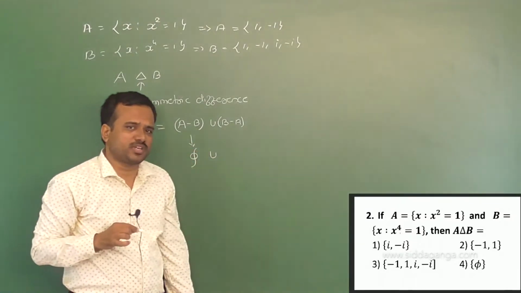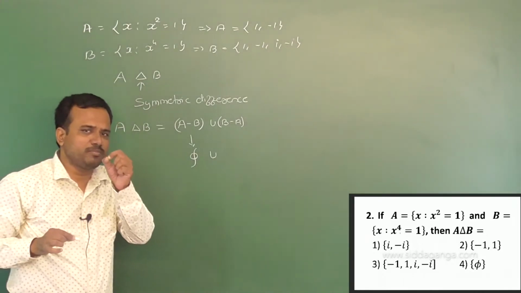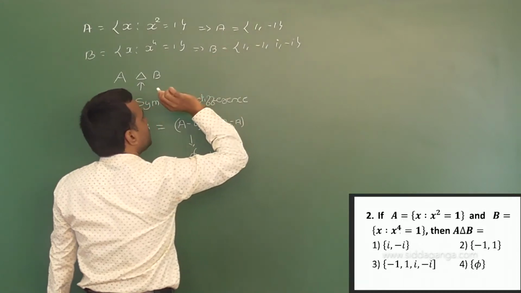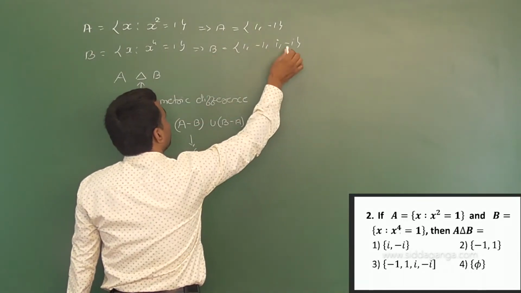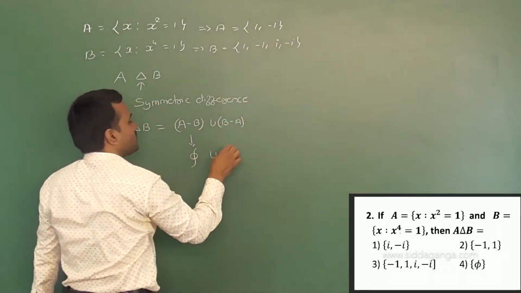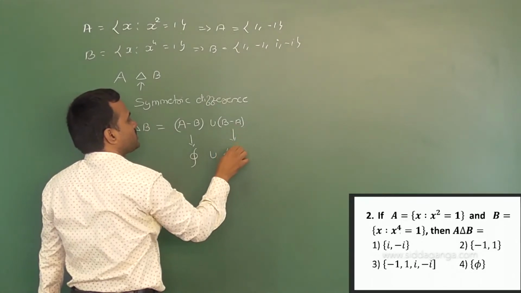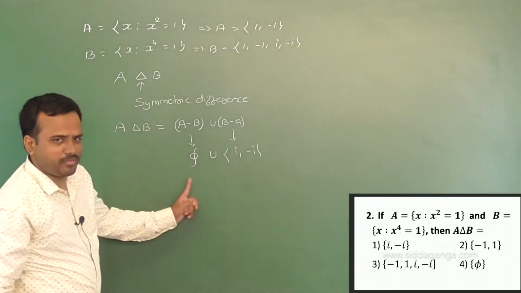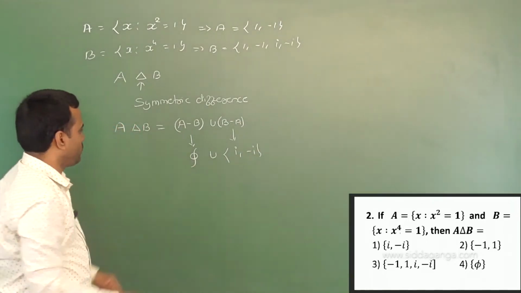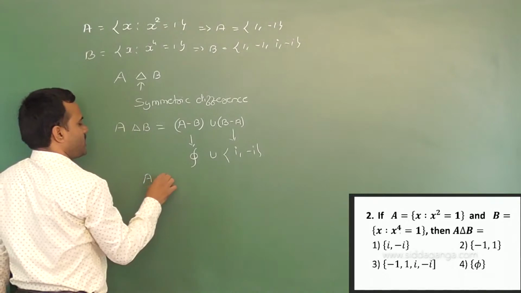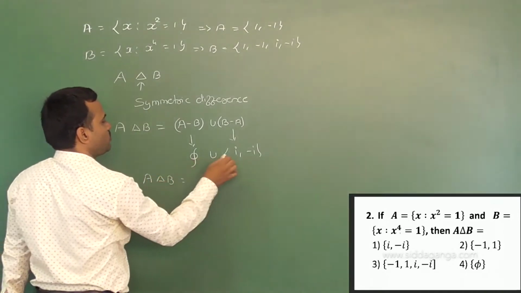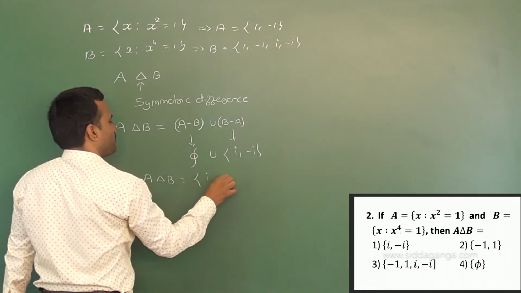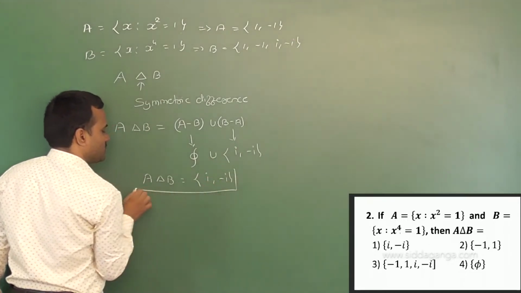B minus A means the set of all elements which are present in B but not present in A. 1 and minus 1 are present in A. i and minus i are present in B but not present in A. So B minus A is {i, minus i}. Empty set union {i, minus i}. We want A symmetric difference B: empty union {i, minus i} is {i, minus i}. This is the answer.